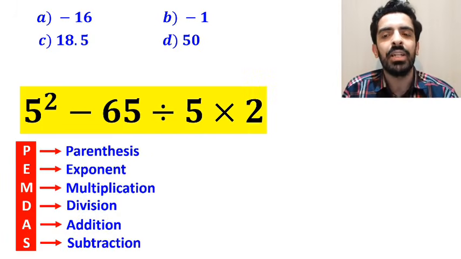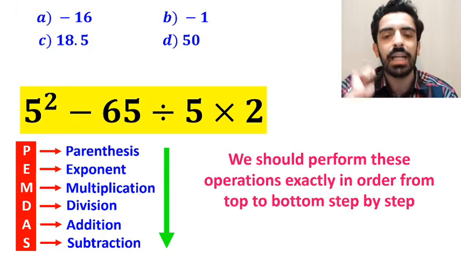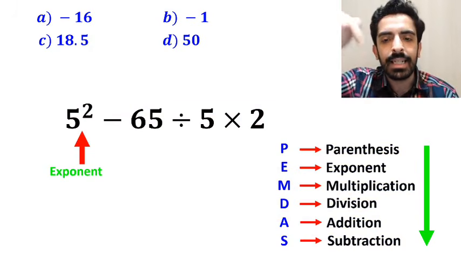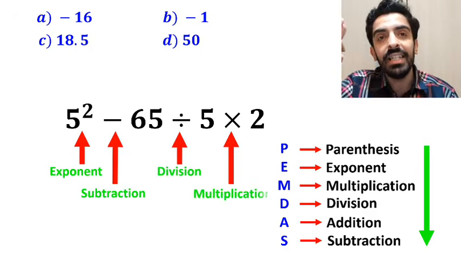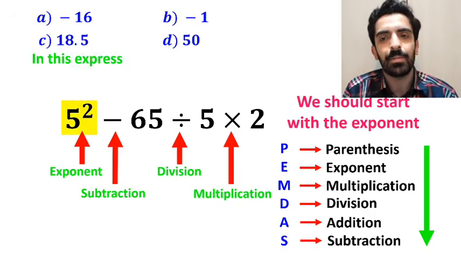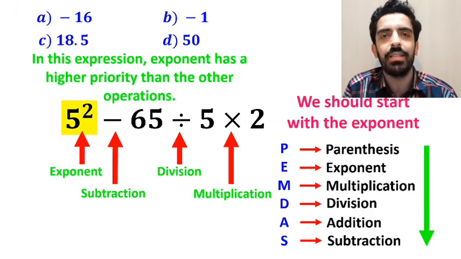To solve this question, we must follow the PEMDAS rule. We should perform these operations exactly in order from top to bottom step by step. Alright, as you can see on the screen, in this expression, first we have an exponent, then a subtraction sign, followed by a division, and finally a multiplication. We should start with the exponent, because in this expression, exponent has a higher priority than the other operations.